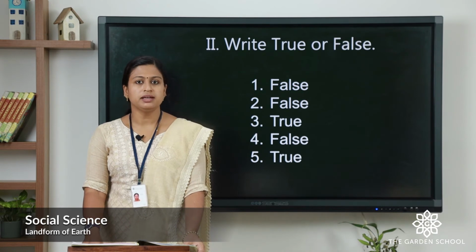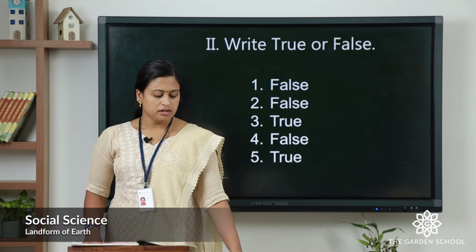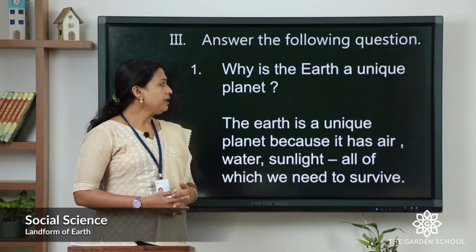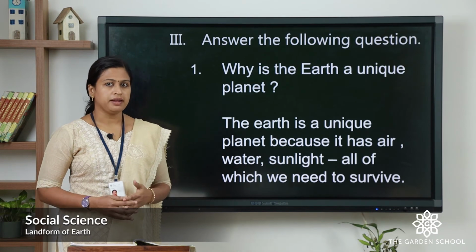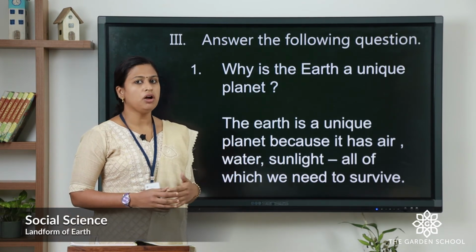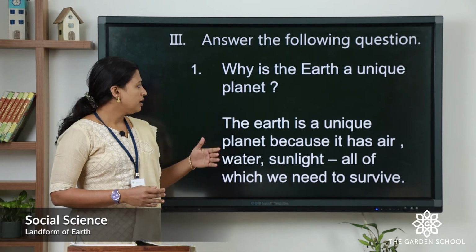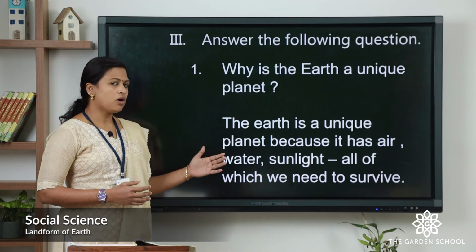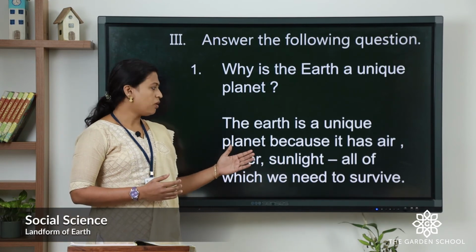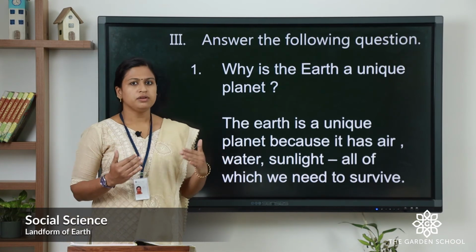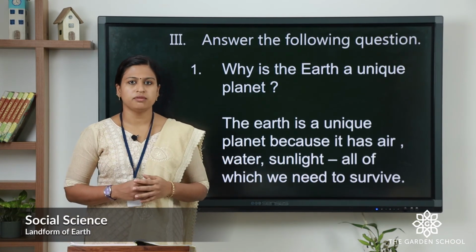Now let's move to the third exercise, that is answer the following. First question is, why is the Earth a unique planet? You have to note down the answers in your textbook. The answer is, the Earth is a unique planet because it has air, water and sunlight. All of these are useful for us to survive.